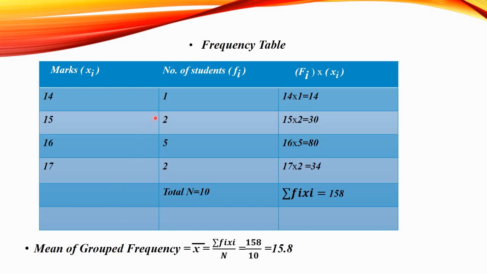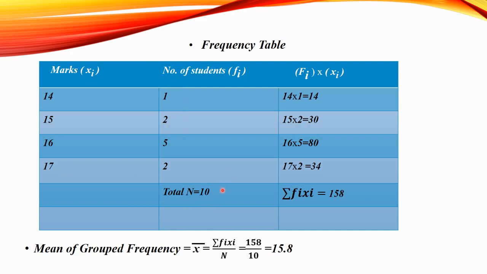Let us learn the frequency table. Now, suppose the data is given in a table of marks obtained. Marks obtained 14 is by only one student. 15 marks is obtained by 2 students. 16 marks is obtained by 5 students. 17 marks is obtained by 2 students. The total number of students here is 10.